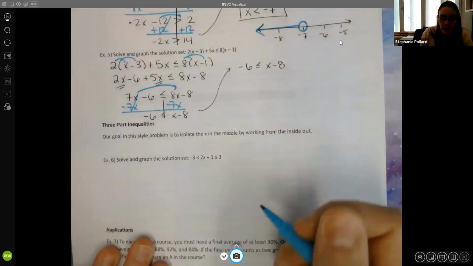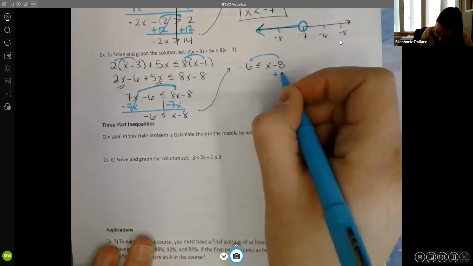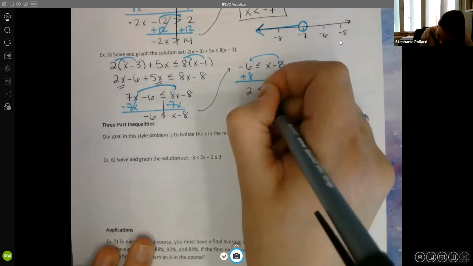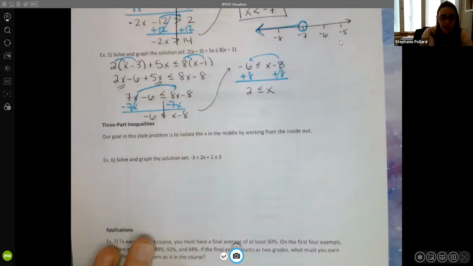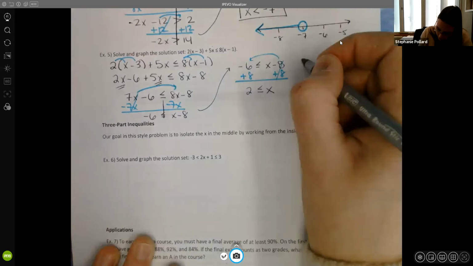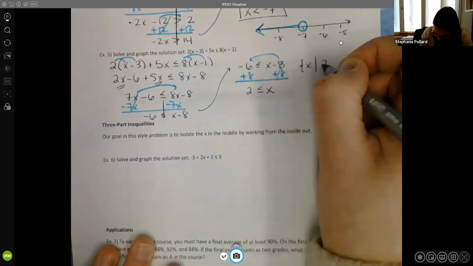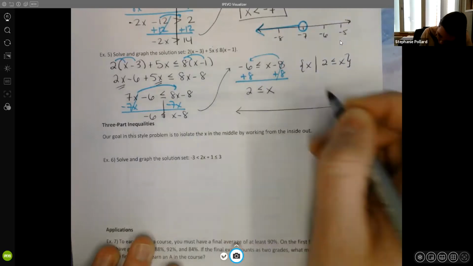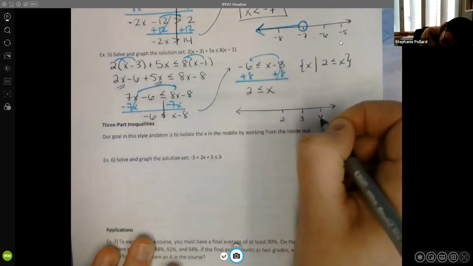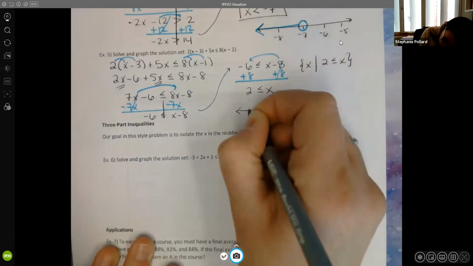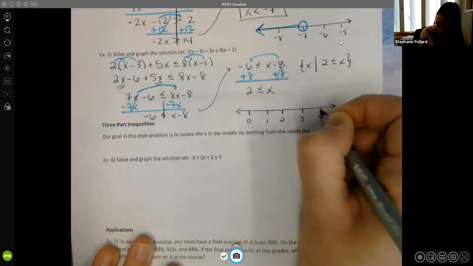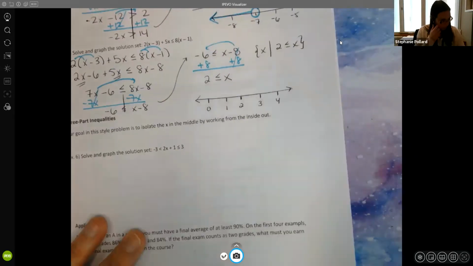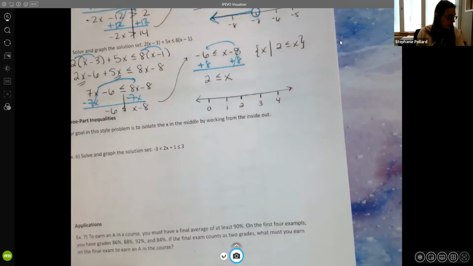Now I'm going to go ahead and add that 8 to both sides, bring it over with the 6 or negative 6. And I have 2 is less than or equal to x. So again, you can write it like this. Now my x is on the right here, which is perfectly fine.